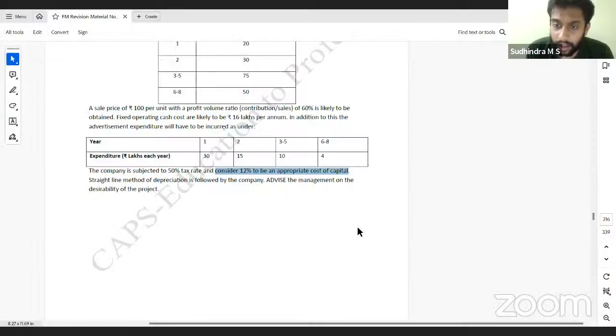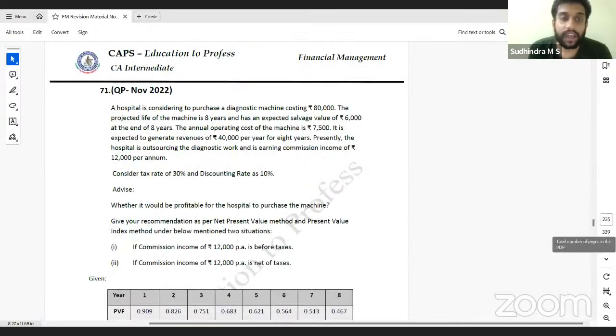So at the end, once the project is over, that 25 lakh is no more required. That means 25 lakh comes back to me. It's an inflow for me. Therefore, we consider it as an inflow. Yes, sir. Okay, fine. Right. Shall we look into the next question? Yes, sir.